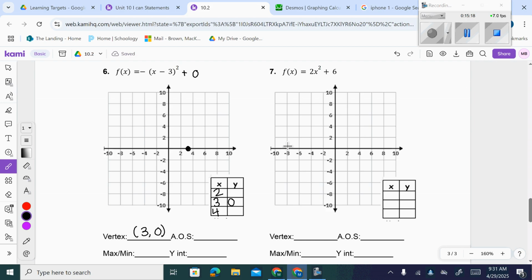Put it in your calculator. See what you get. All right, what do you get when you put in 2? -1, so 4 should also be -1. All right, go graph those.